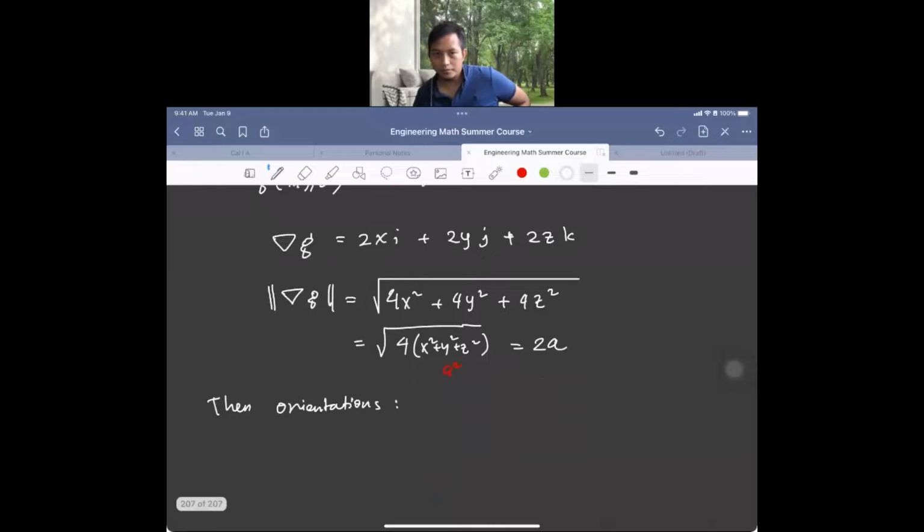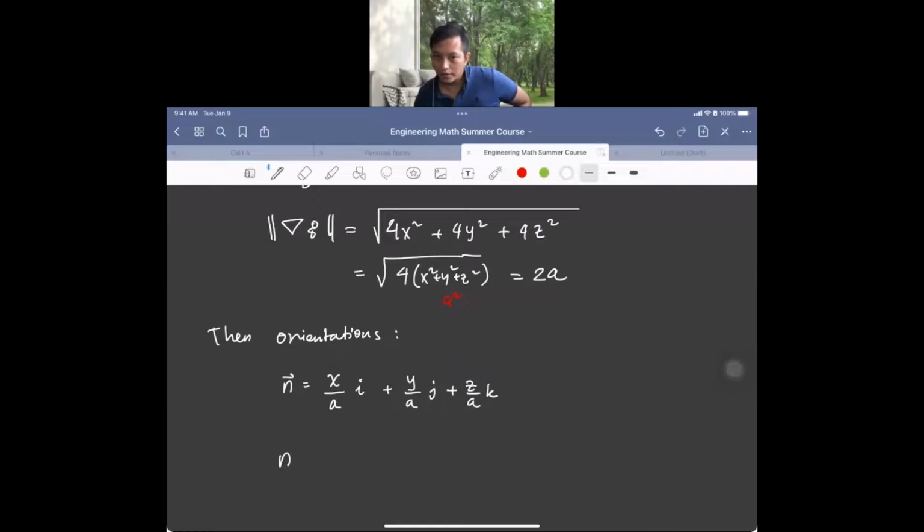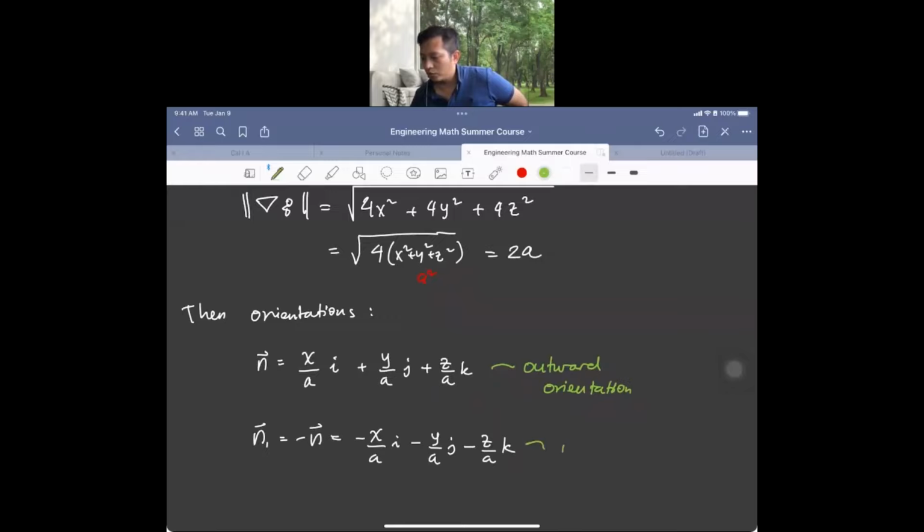Okay. Then orientations. First, the orientation for the unit normal is x over a i plus y over a j plus z over a k. And the other unit normal, the negative one. So we can say this is n1, or it's negative. The negative parts, we can write the negative. This is defining what we call the outward orientation. This is defining the inward orientation.